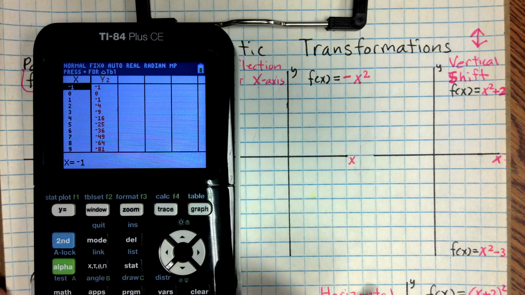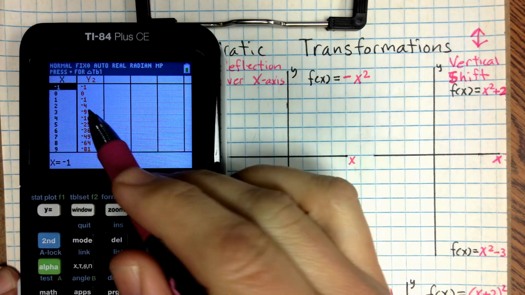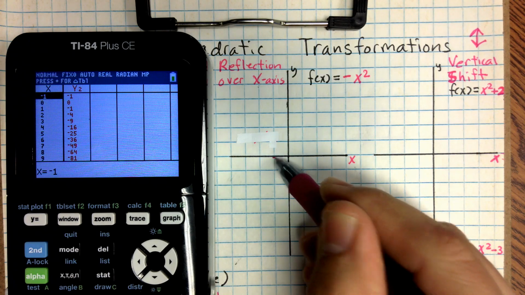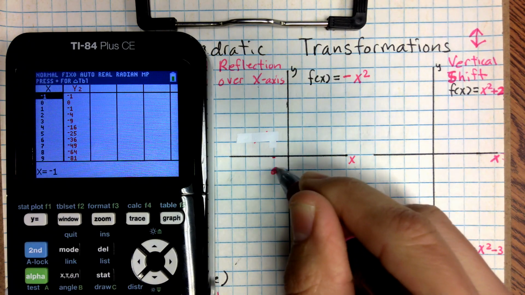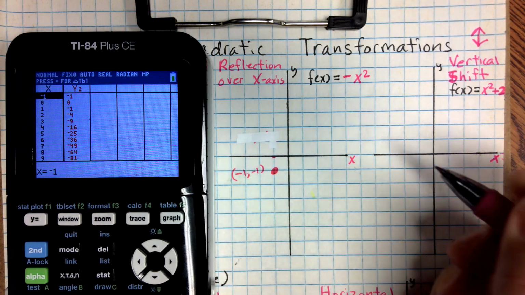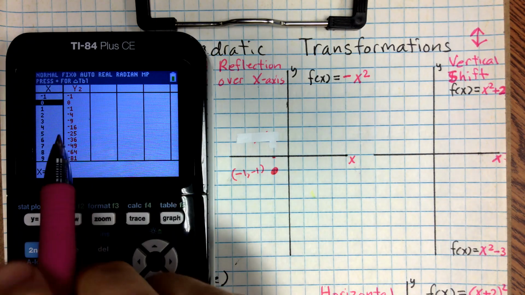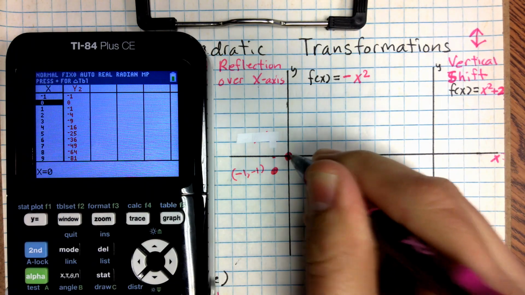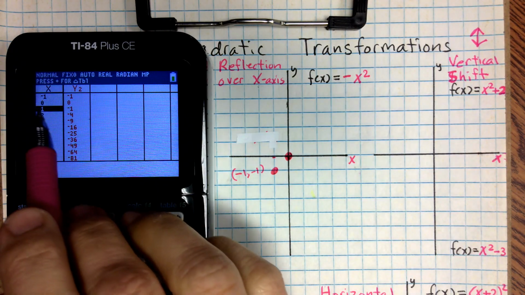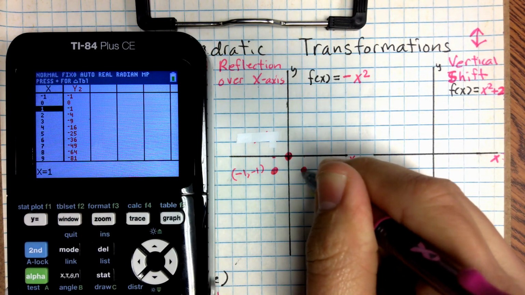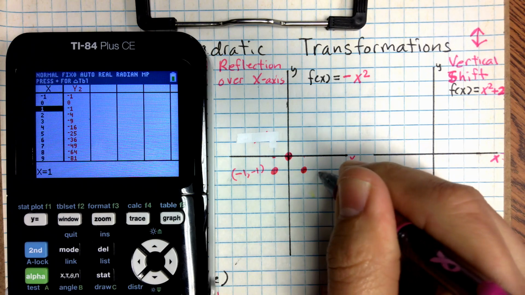And notice here we have a point at negative 1, negative 1. So I'm going to go to origin, go to the left 1 and down 1. Put a point right there, negative 1, negative 1. We're also going to have the same vertex, it's going to be 0, 0. And then we're going to have a point at 1, negative 1. So 1 and down 1.